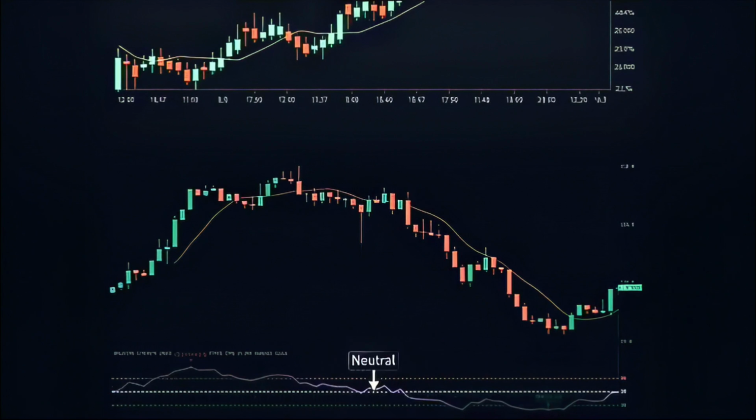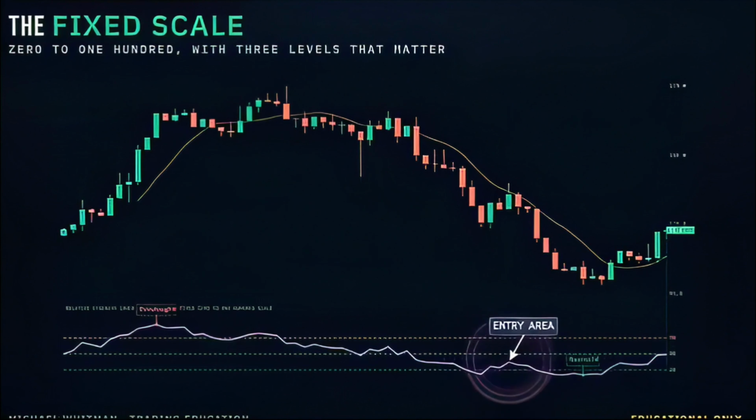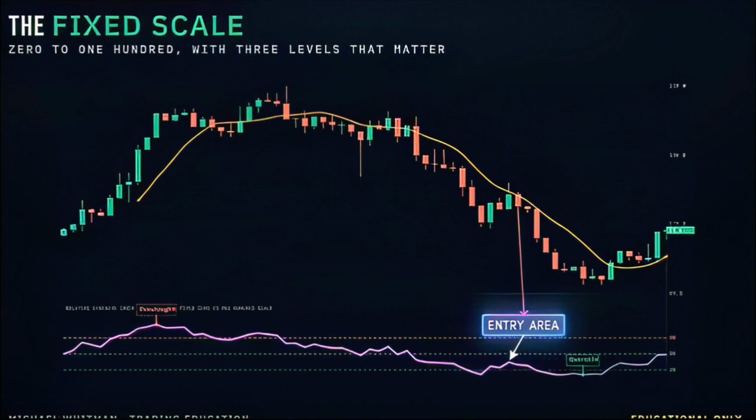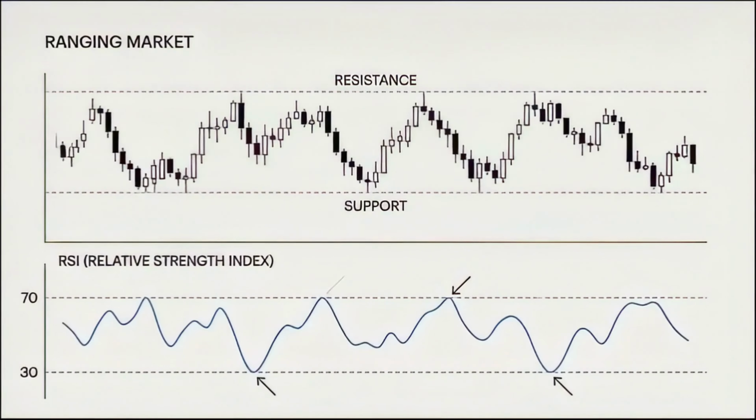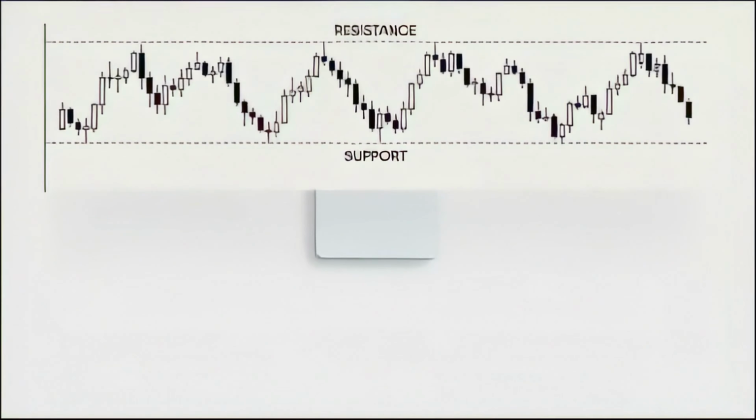In a trending market, the useful reading is not the extreme. It is the middle. Around 50 is where pullbacks inside a trend tend to reset, which makes it an entry area rather than an exit signal. The extremes only become genuinely tradable when the market is ranging, and the reading is oscillating between them.